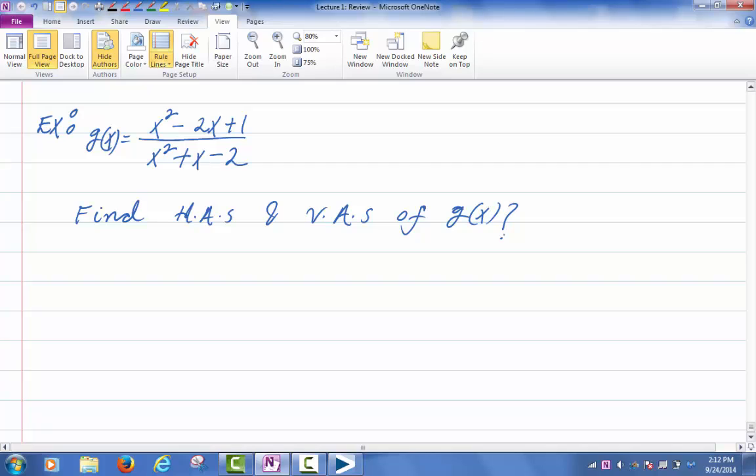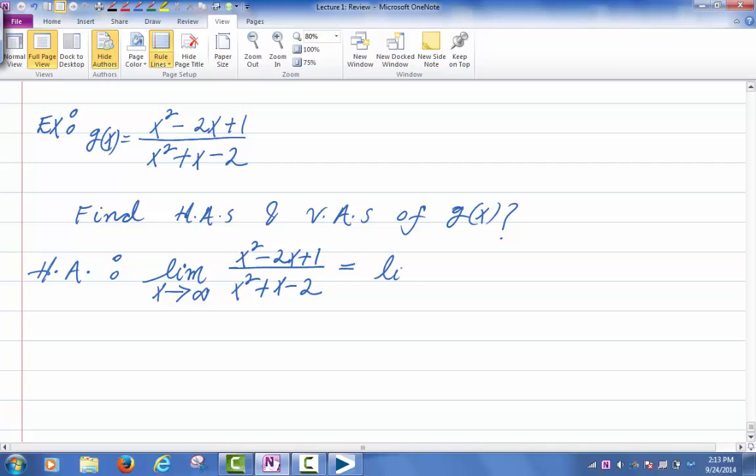Okay, so what are we going to say here? First of all, let's find the horizontal asymptotes. So how do I find the horizontal asymptotes for a function? I take the limit at infinity and negative infinity, right? So what's the limit as x goes to infinity of the function x squared minus 2x plus 1 over x squared plus x minus 2?